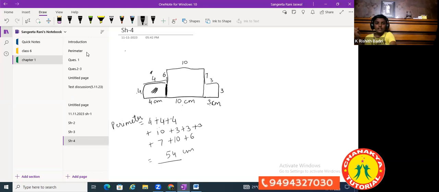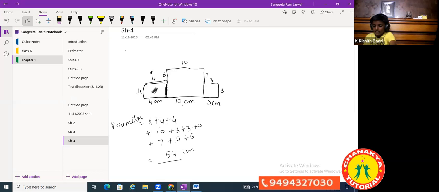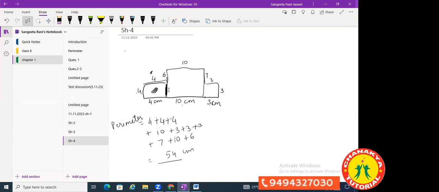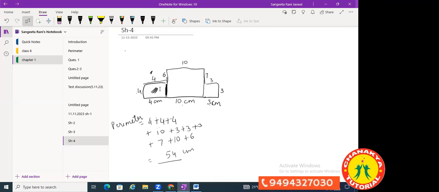Ma'am, can't we take 4 into 3 and 3 into 3 with all the 4 centimeters? Yes, you can do that. And when we took that 10 centimeter, we got it as 40. So when I add it, I'm getting 61. Add it correctly, beta. Do your calculations again. You can note down the figure. Teacher, I have done.